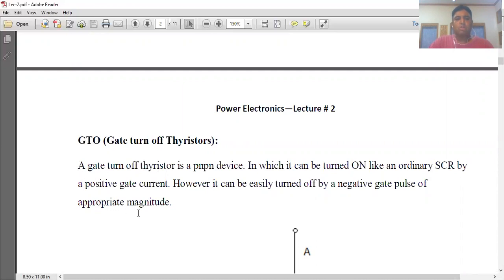You can say a gate turn-off thyristor is a PNPN device which can be turned on just like an ordinary SCR by a positive gate current. Means like an ordinary SCR turns on when a positive gate current is provided between its gate and cathode, but in a gate turn-off thyristor, it turns off if a negative pulse is applied between gate and cathode. So with a positive pulse at gate, it turns on, and with a negative pulse at gate, it turns off.